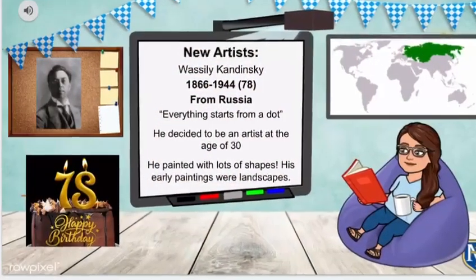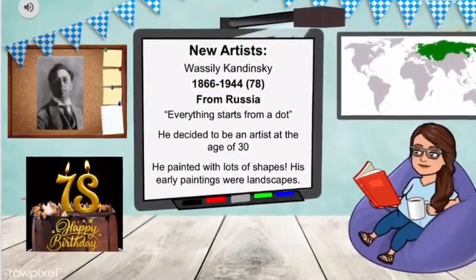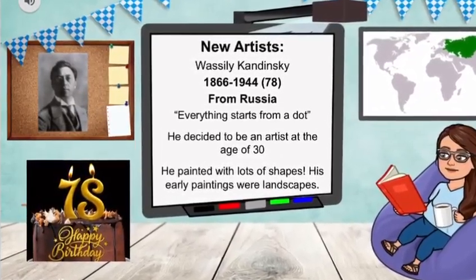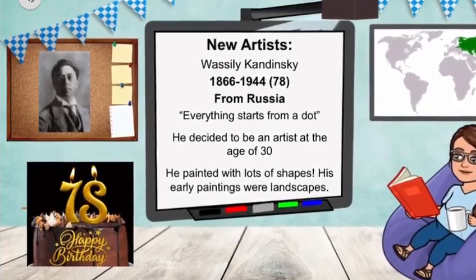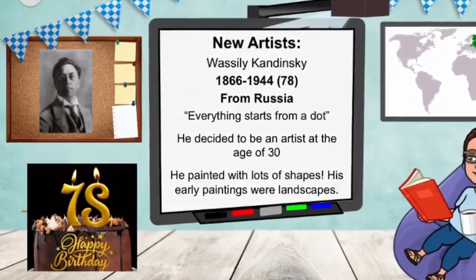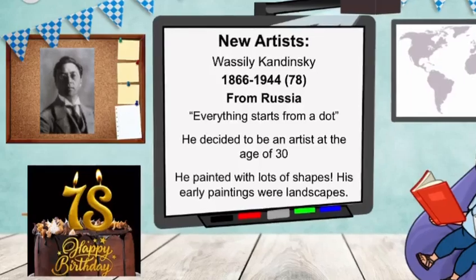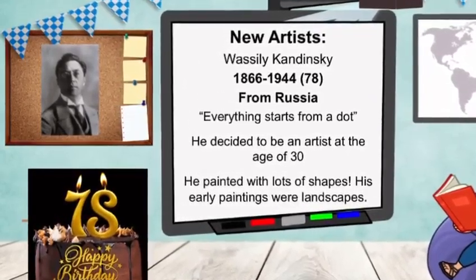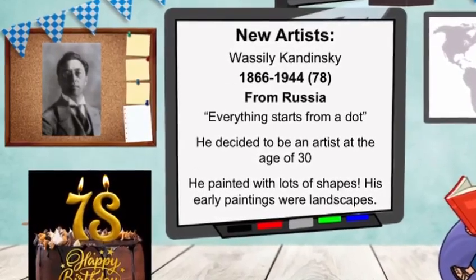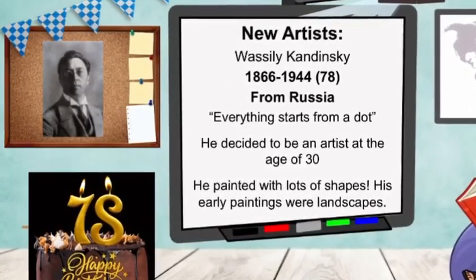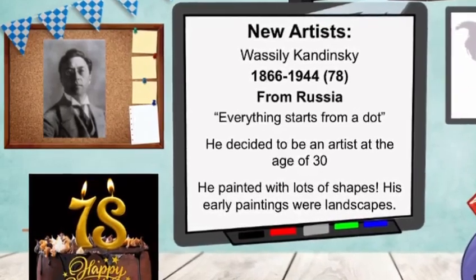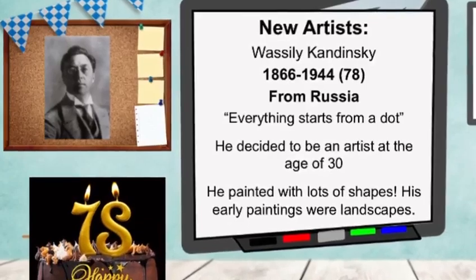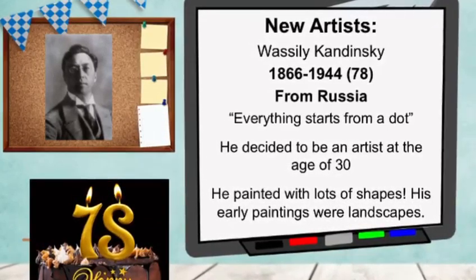The artist we're learning about today is named Wassily Kandinsky. He lived from 1866 to 1944 and lived until he was 78 years old. He was from the country of Russia. One of my absolute favorite quotes from Mr. Kandinsky is that everything starts from a dot. He just started to be an artist at the age of 30. He's known for using a lot of geometric shapes in his images, but his early pieces of artwork were actually landscapes.